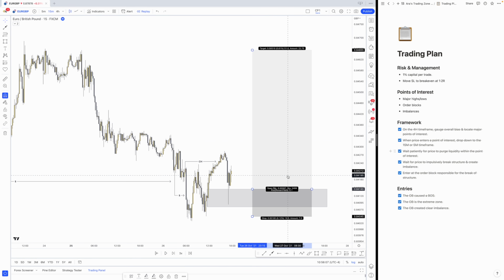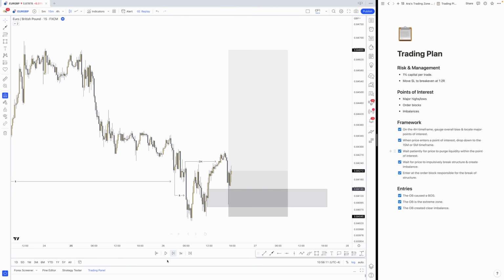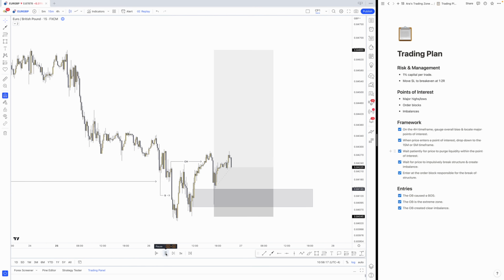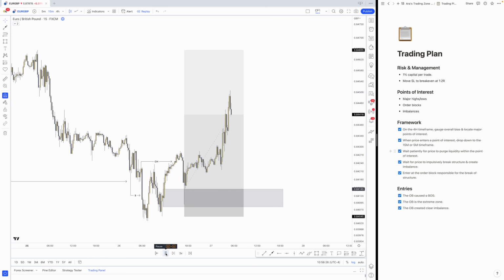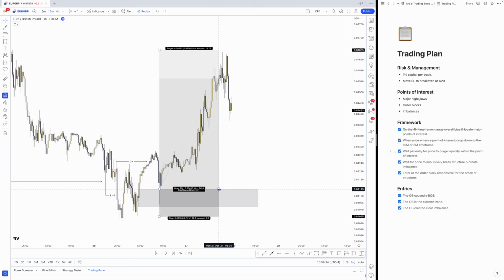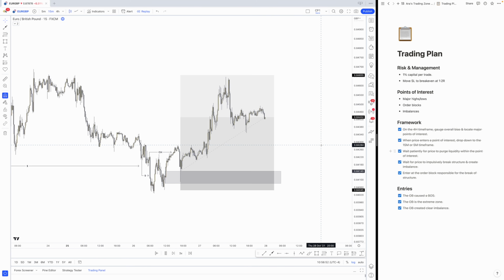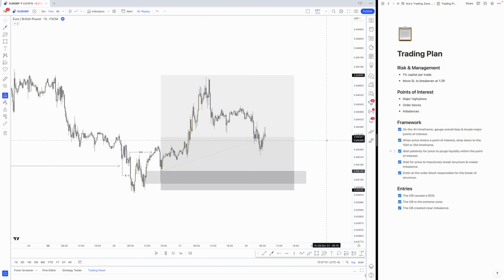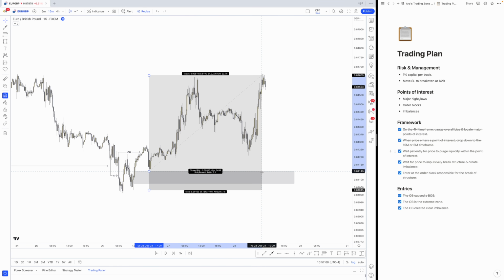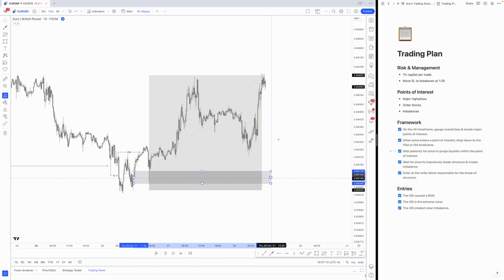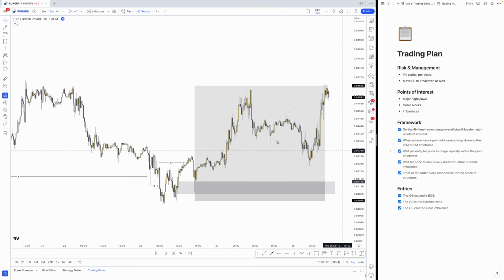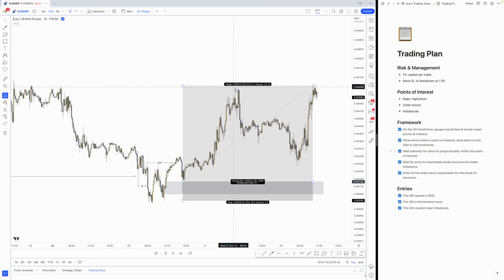Okay, so we do get tagged in there. Quite a bit of drawdown on that, but that's okay. The order block is still being respected. Okay, so we can see that after quite some time, the final take profit was hit. You certainly could have taken profit at these highs here, but overall the final take profit did get hit eventually for 5.1 risk to reward ratio.